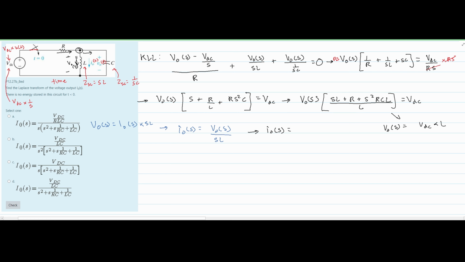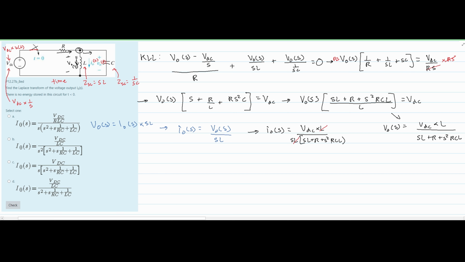So we're going to have VDC times the denominator, which is now the numerator, which is L, and this is over S of L plus R plus S squared R C L. So that's what we're going to be plugging into here. We are going to have VDC times L divided by S of L, and then S L plus R plus S squared R C L. And now in here, we know that this L and this L can cancel out, and we're done. That's it. We found our I naught.